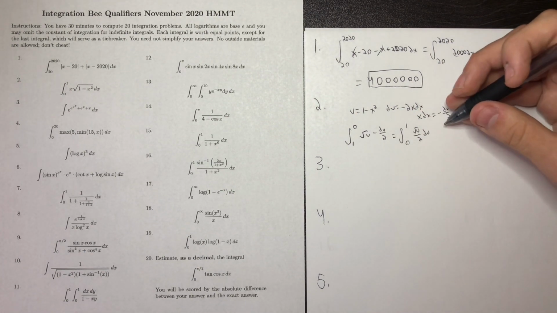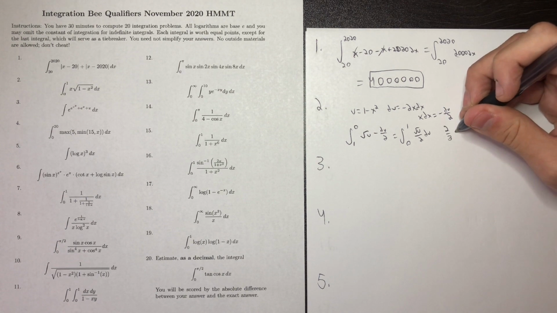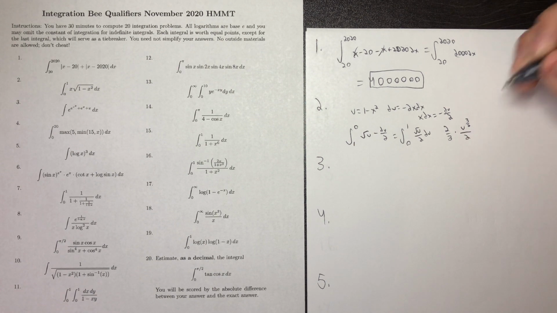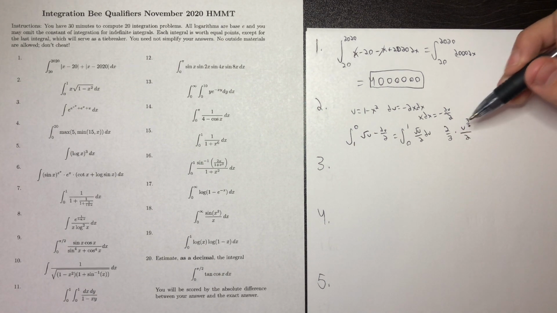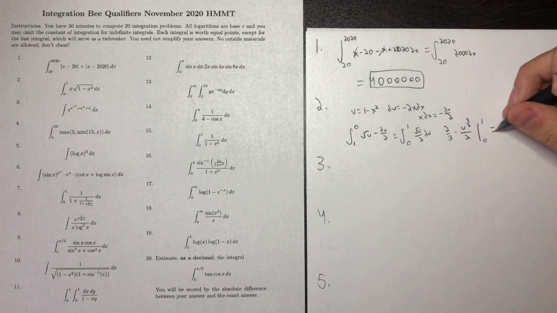Now this becomes pretty simple. This is u to the 1/2 power, so it's going to be 2/3 times u to the 3/2 over 2. Now we can check to make sure that works. We take the derivative, that cancels out, leaving us the u to 1/2 over 2. Now evaluate that from 0 to 1. Plugging in 1, that just leaves us with 1/3 minus 0.